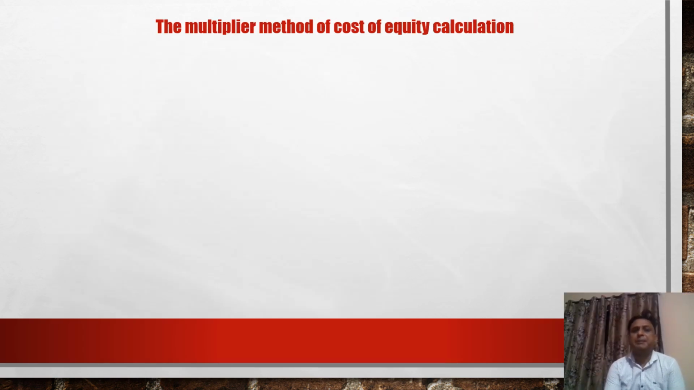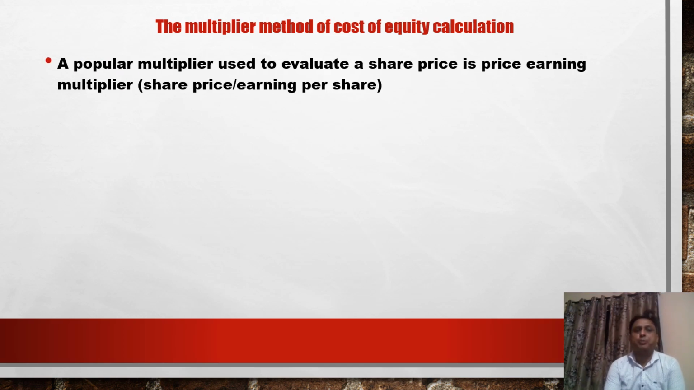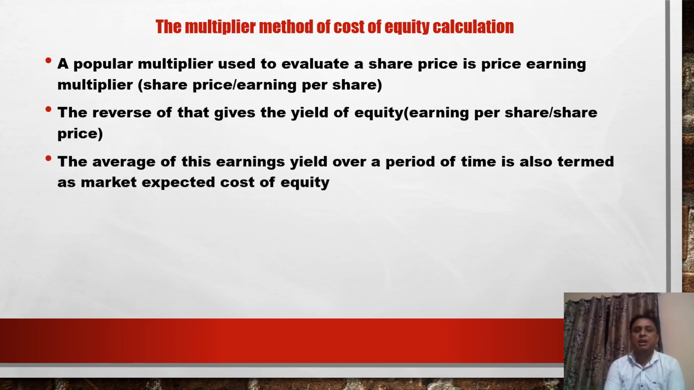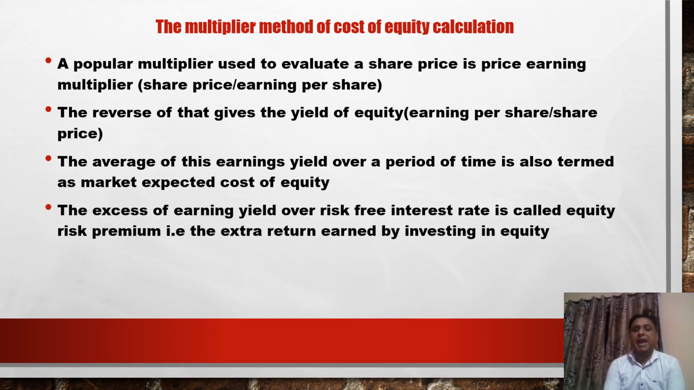Now, what is the multiplier method of cost of equity calculation? A popular multiplier used to evaluate the share price is the price earning multiplier, that is, the share price divided by the earning per share. The reverse of that gives the yield of equity, that is, earning per share divided by the share price. The average of this earnings yield over a period of time is also termed the market expected cost of equity. The excess of earning yield over the risk-free interest rate is called the equity risk premium, that is, the extra return earned by investing in equity.